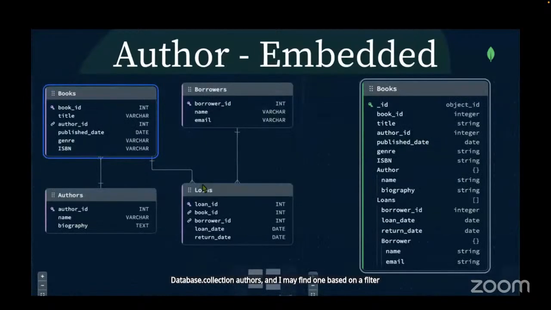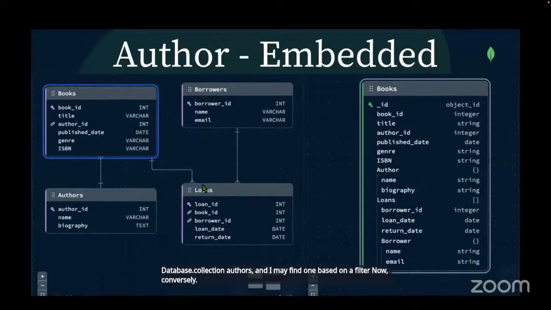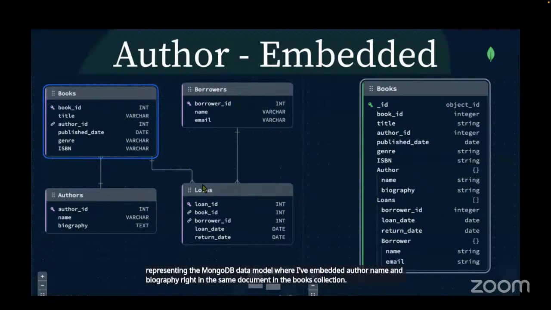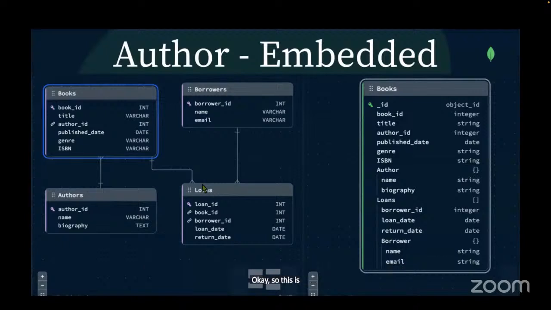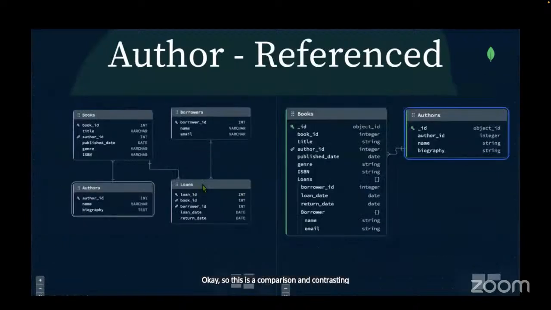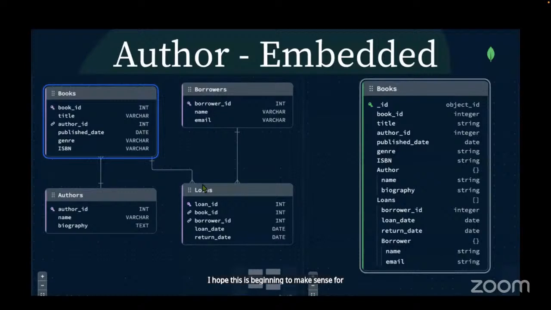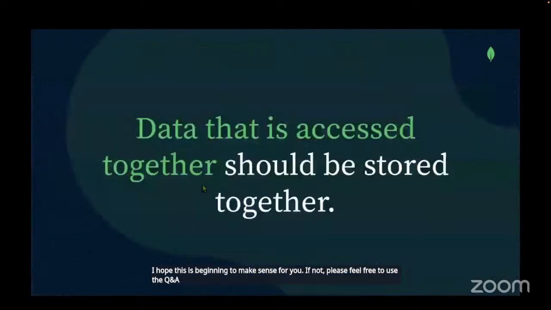Now, conversely, if I wanted to treat authors as an embedded element in my books collection, this is what that data model would look like. Again, on the left, we have our relational model where we've normalized our data into separate tables. But on the right, I'm representing the MongoDB data model where I've embedded author, name, and biography right in the same document in the books collection. So this is a comparison and contrast of a referencing model versus an embedding model. I hope this is beginning to make sense for you. If not, please feel free to use the Q&A box to ask questions.